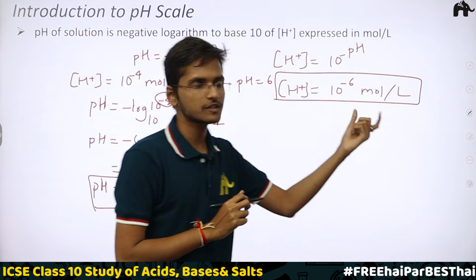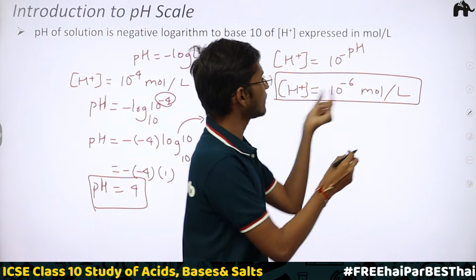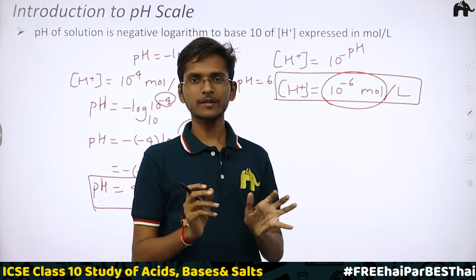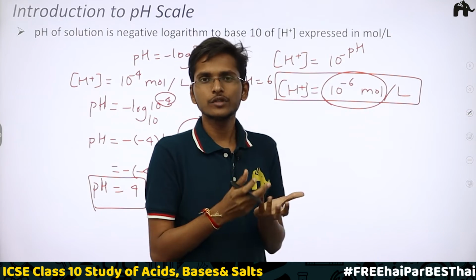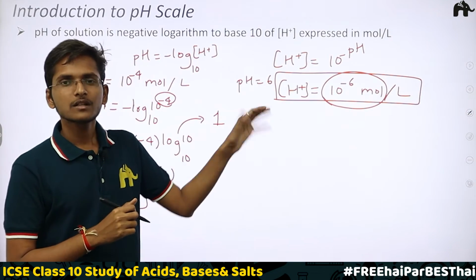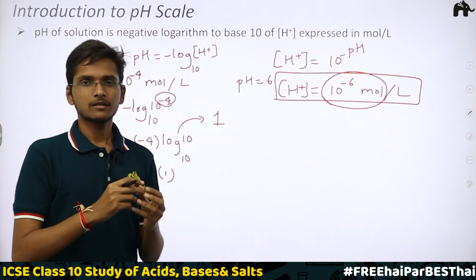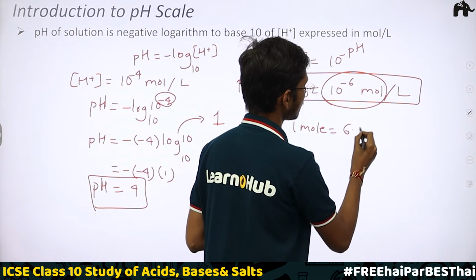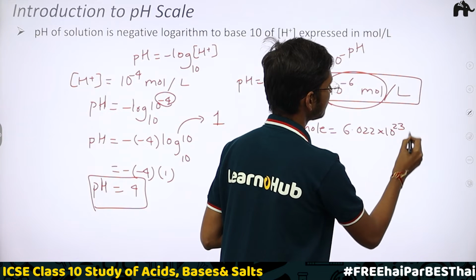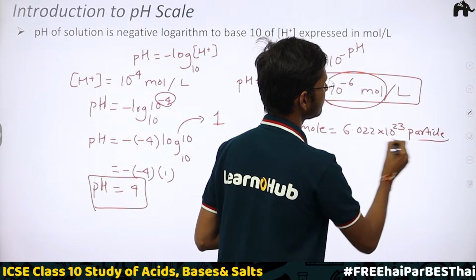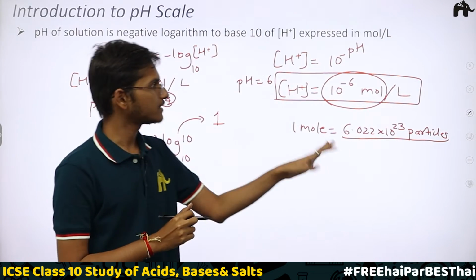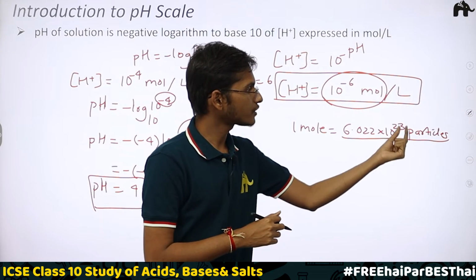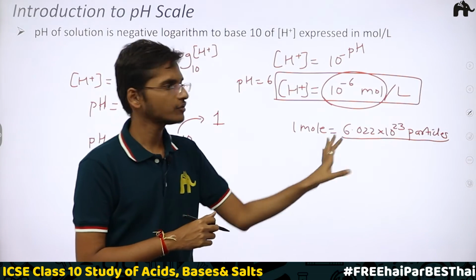Now here I would tell the significance of this unit. What does this moles per liter mean? 10 raised to minus 6 moles are present in 1 liter of the solution. This is the actual meaning, and mole is the unit. Just like atoms and molecules, mole is a unit, and 1 mole means 6.022 into 10 raised to 23 particles. These particles can be atoms, molecules or ions, depending. Here we are talking about hydrogen ions, so 1 mole means 6.022 into 10 raised to 23 hydrogen ions. So this is a unit, actually.